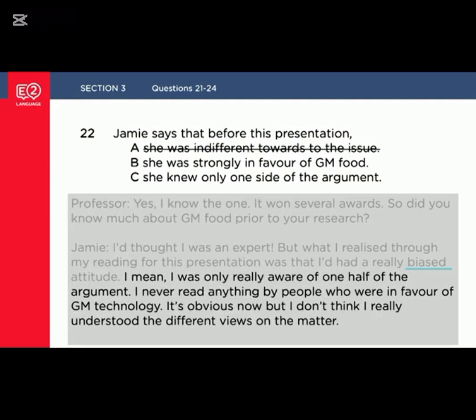Jamie goes on, I was only really aware of one half of the argument. This sounds like C, right? I never read anything by people who were in favour of GM technology. It's obvious now, but I don't think I really understood the different views on the matter. So was she strongly in favour of GM food?